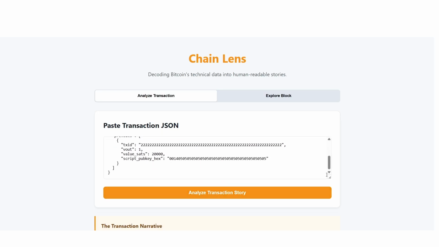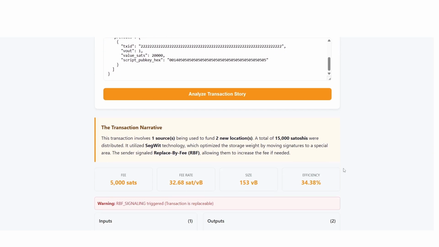At a high level, a Bitcoin transaction simply takes existing value, which we call inputs, and moves it to new destinations, which we call outputs. You can see this highlighted in our story section here.